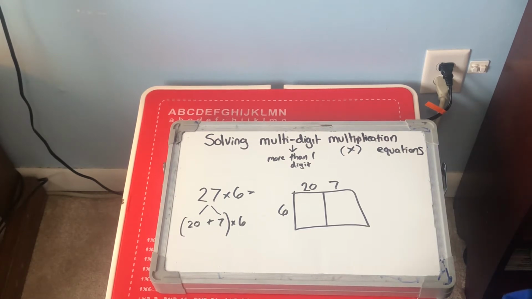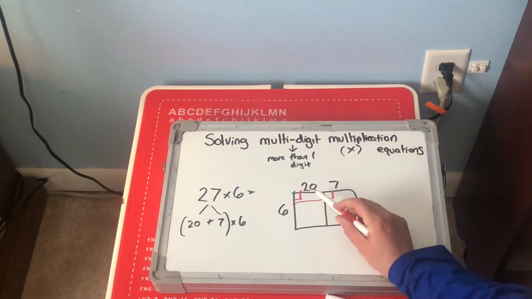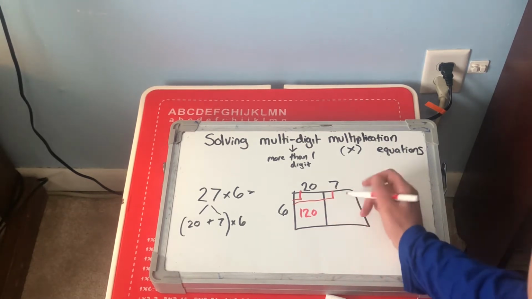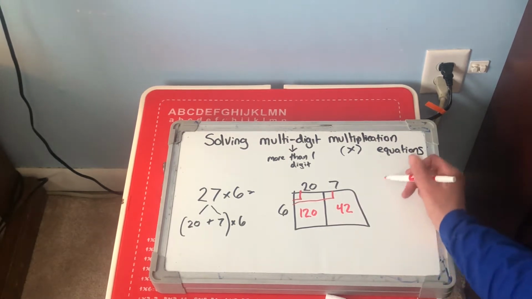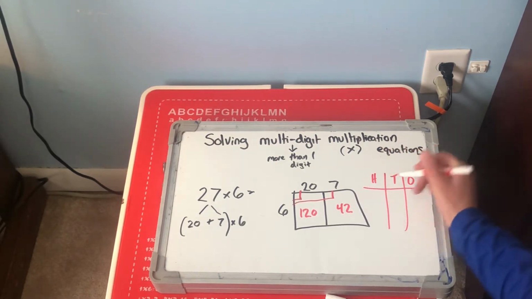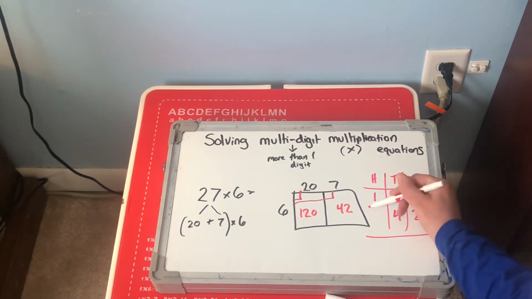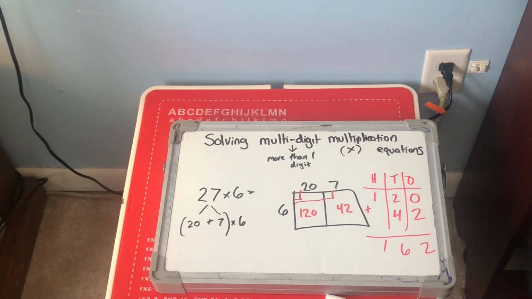I'll grab a different color if I can. This box goes here, this box goes here. So 20 times 6 is 120. 6 times 7 is 42, and we said you could use your multiplication charts if you needed them. And then we add our partial products by lining them up. 1, 2, 0, 4, 2, and solving, right? 2 plus 0 is 2, 4 plus 2 is 6, 162, okay?